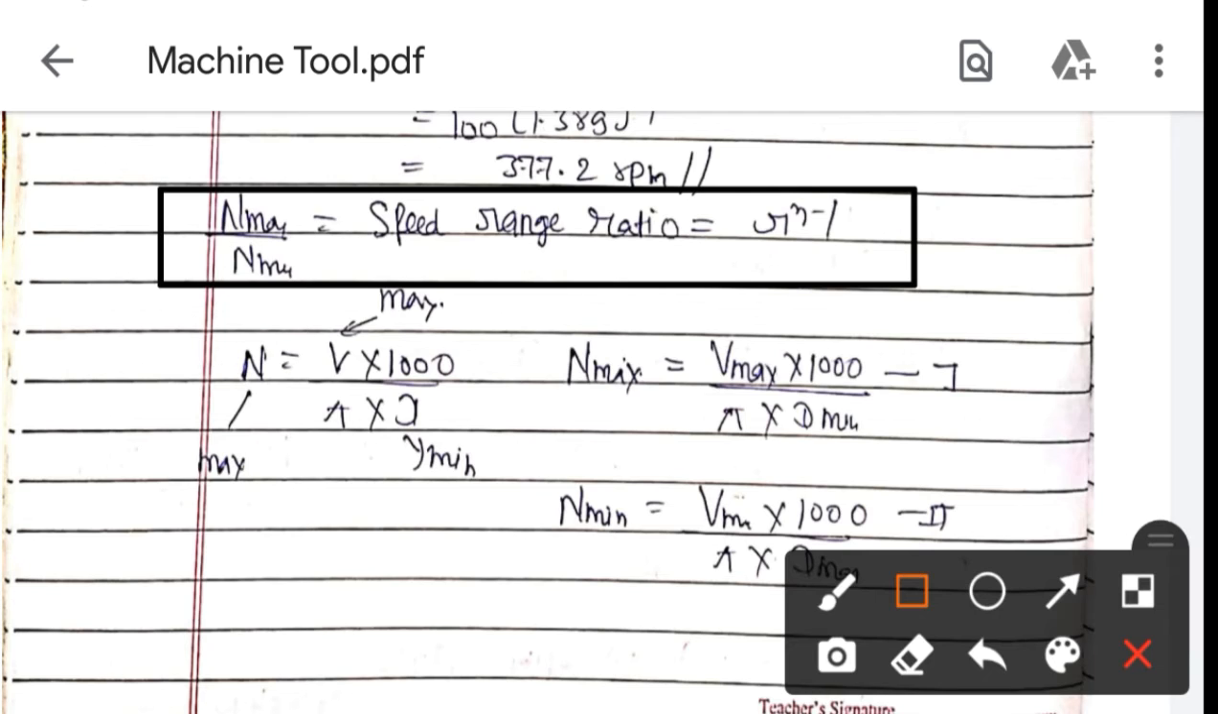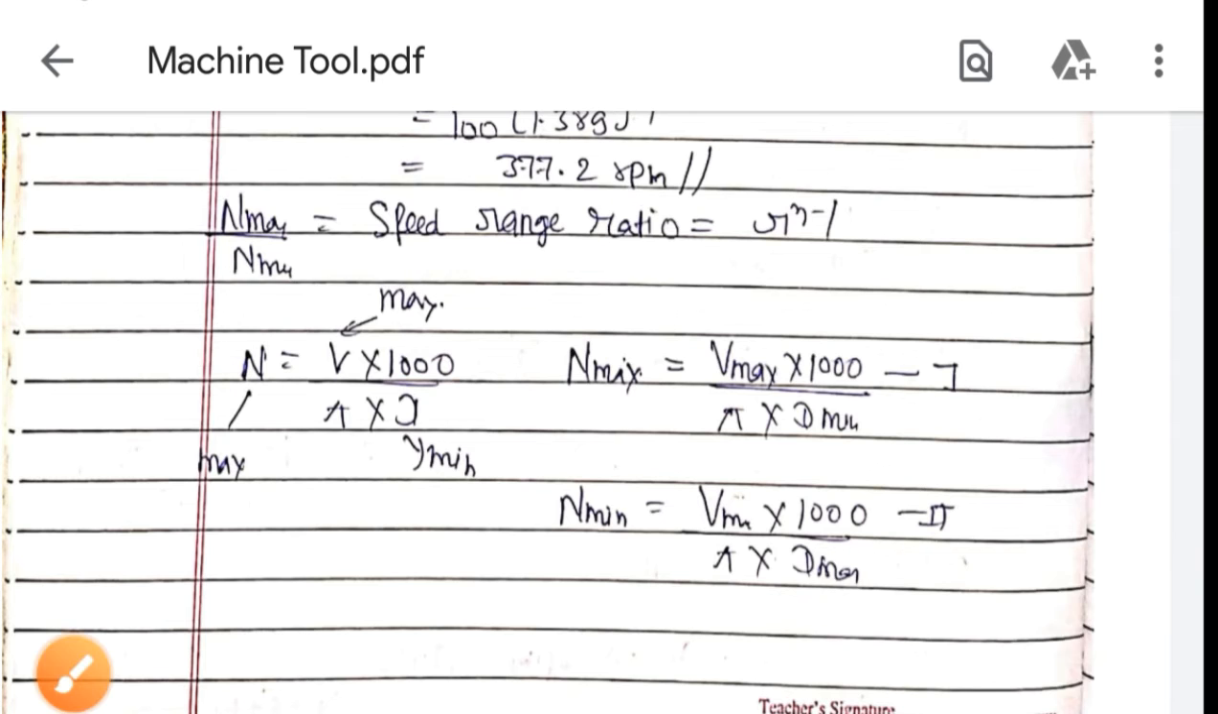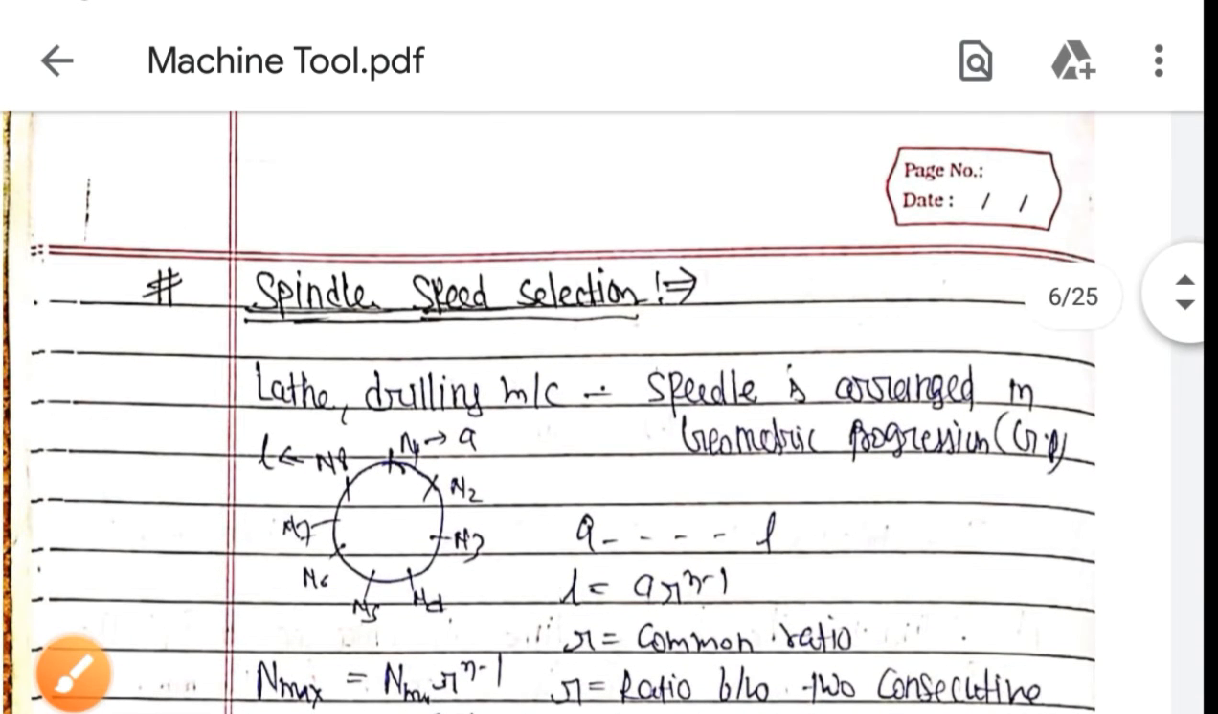I'll tell you a question which has already been asked in ESE 2001. The spindle speed range in a general purpose lathe is divided into steps which approximately follow which progression? The options given are arithmetic progression, geometric progression, harmonic progression, and logarithmic progression. This was asked in ESE 2001 for 2 marks, so this will get you 2 marks directly.